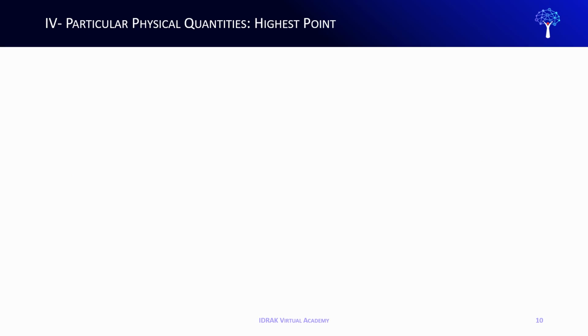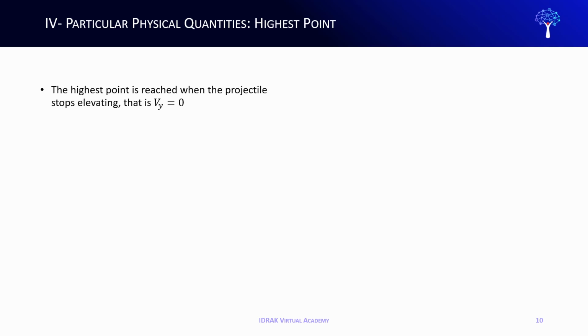Particular physical quantities related to projectiles. In order to discuss these two important points, which are the highest point and the range, pause a bit, go back to the previous equations, and try to memorize them. It is useful. First, we start with the highest point.